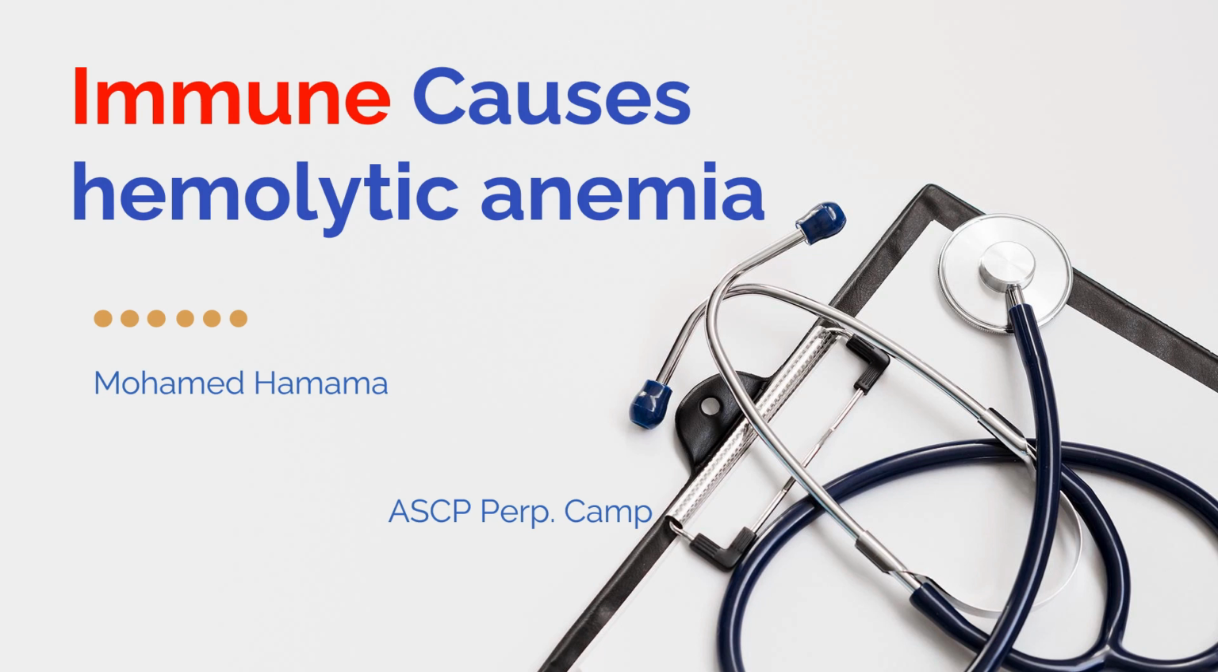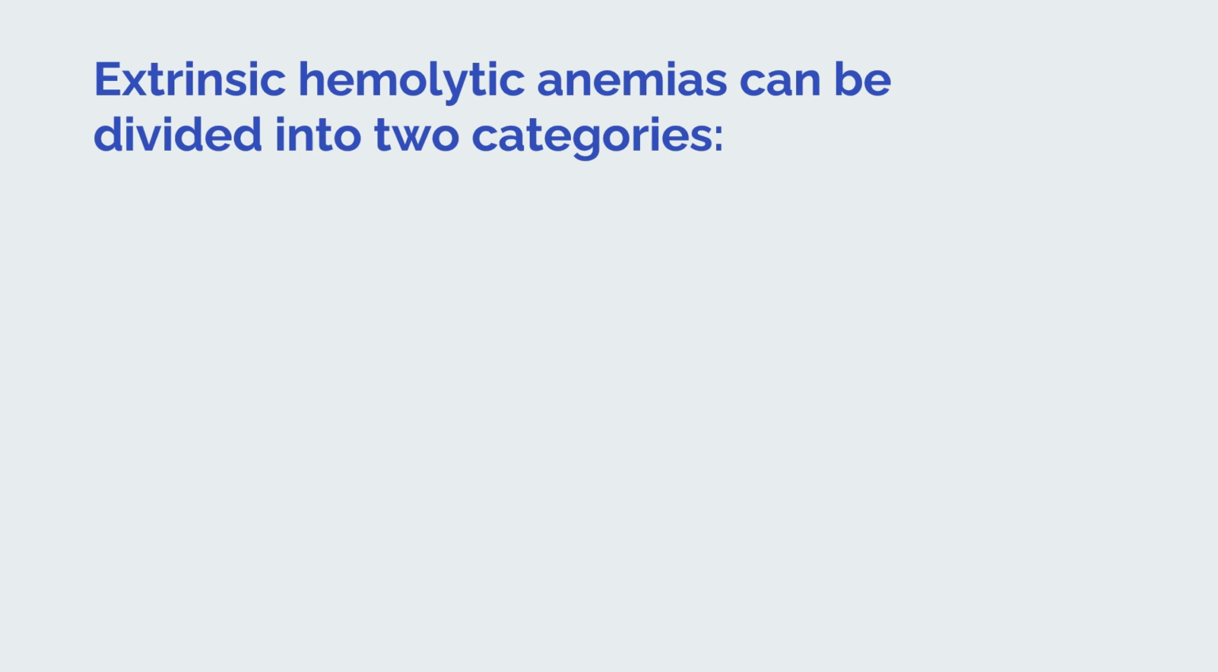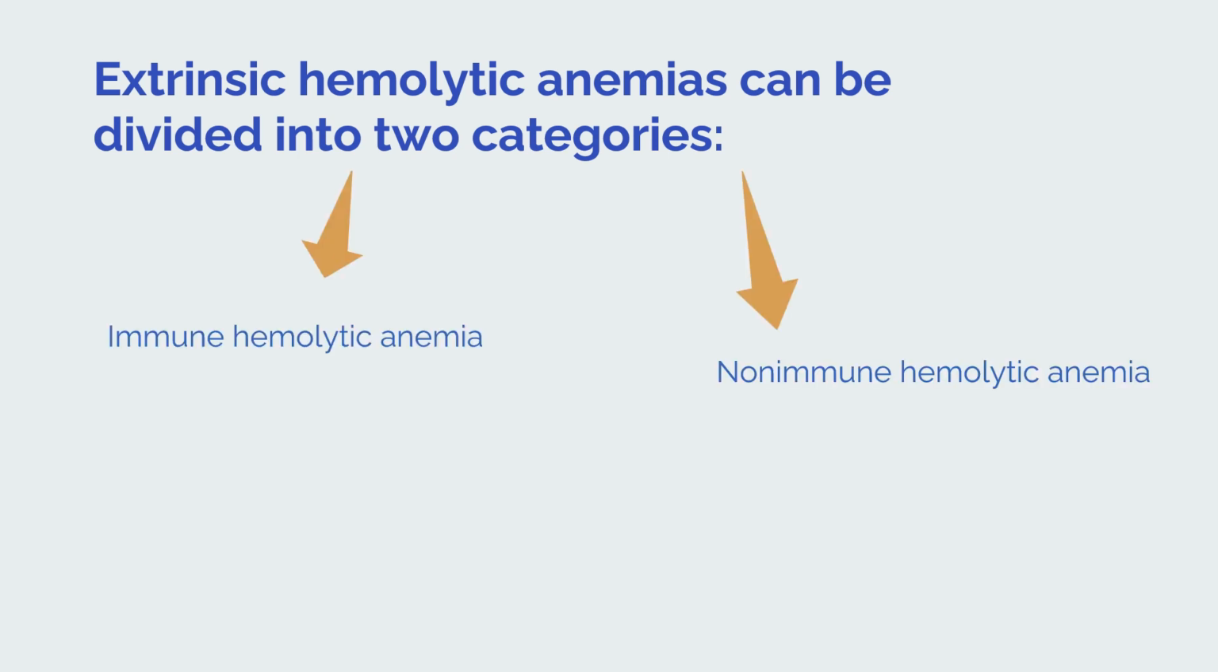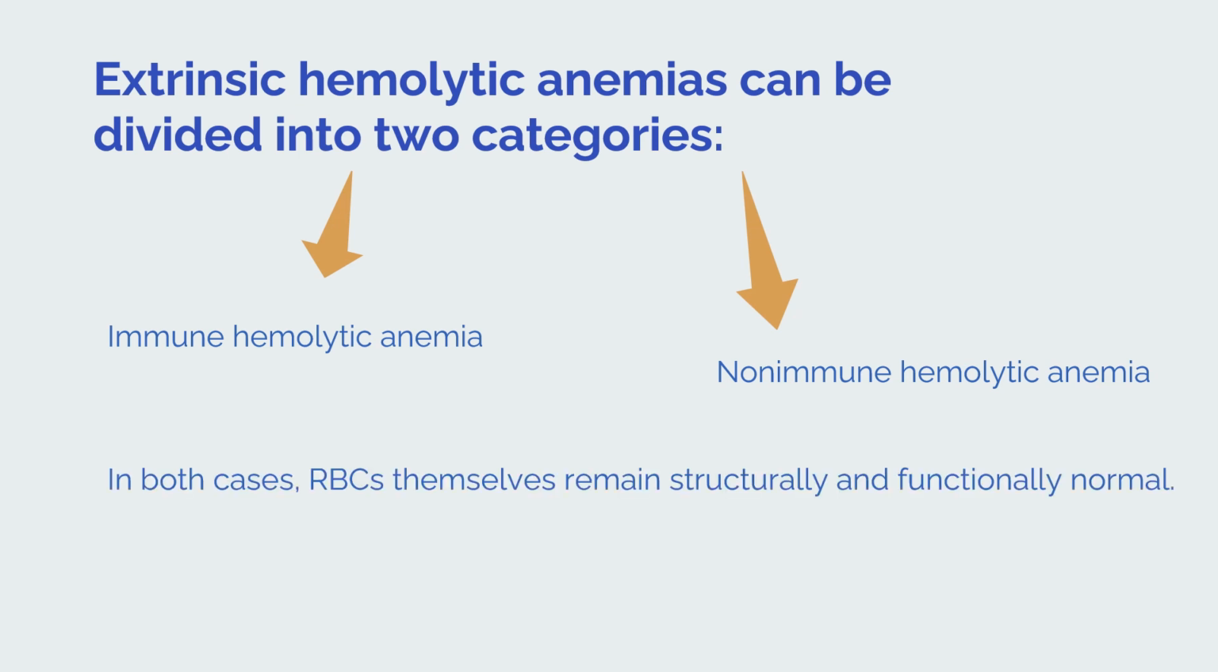Today, we'll delve into immune-related extrinsic hemolytic anemias. Get ready to explore the fascinating world of blood cell destruction caused by the immune system. Let's dive in. Extrinsic hemolytic anemias can be divided into two categories: immune hemolytic anemia and non-immune hemolytic anemia. In both cases, the red blood cells, or RBCs, themselves remain structurally and functionally normal. However, external factors trigger their premature destruction.